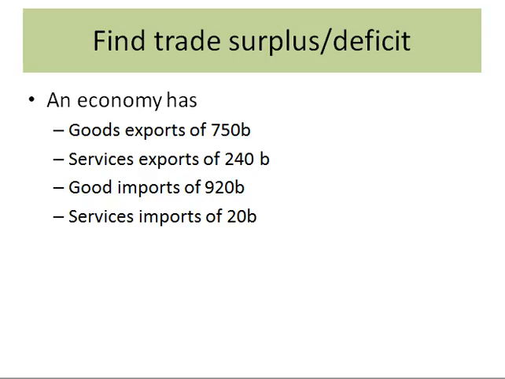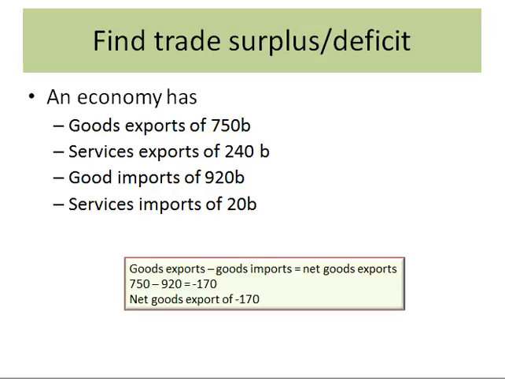Here, let's say that we have a situation in a market where we are trying to determine our trade surplus and our trade deficit. Keep in mind that when we calculate our deficits or our surpluses in trade, we look at two different types of goods: actual, tangible goods, and services. So here we have a country that exports goods of 750 billion. They export 240 billion of services. They import 920 billion in goods, and they import 20 billion in services.